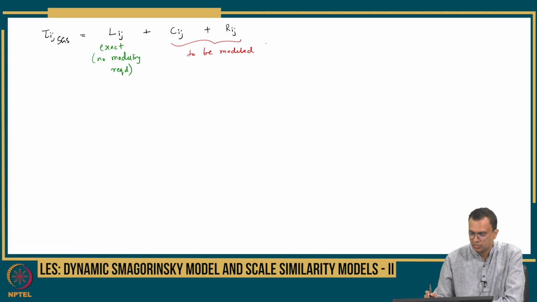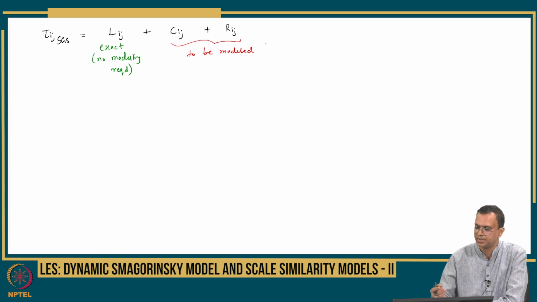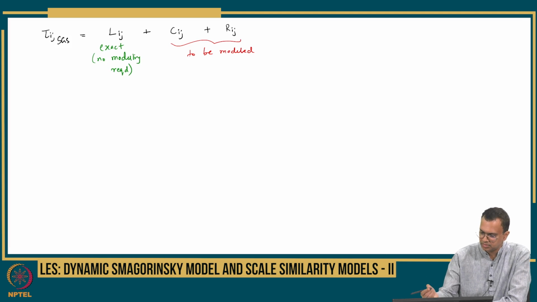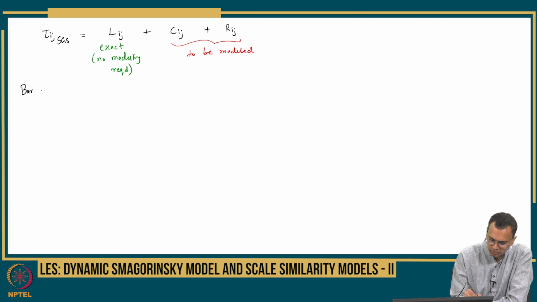Okay. So now there are two main classes of models here. One is called the Bardina model, the other one is the Speziale model. That is for the way the Cij and Rij are modeled. So the first one is the Bardina model, from 1980.